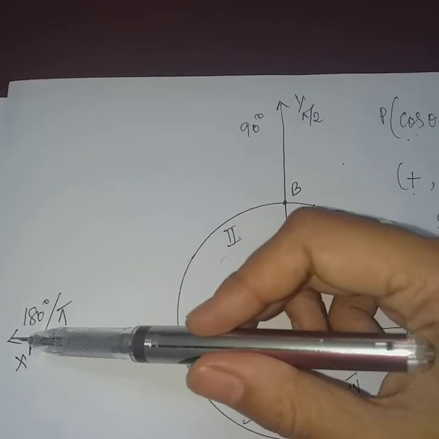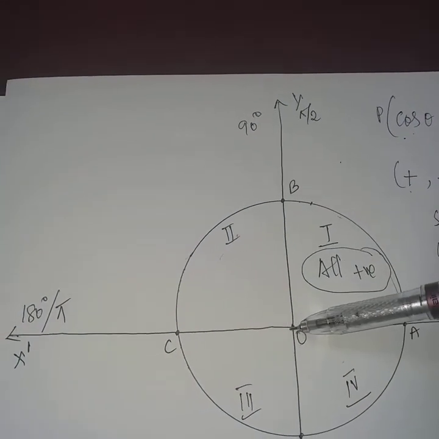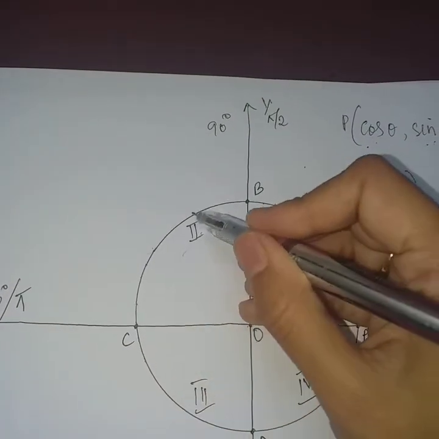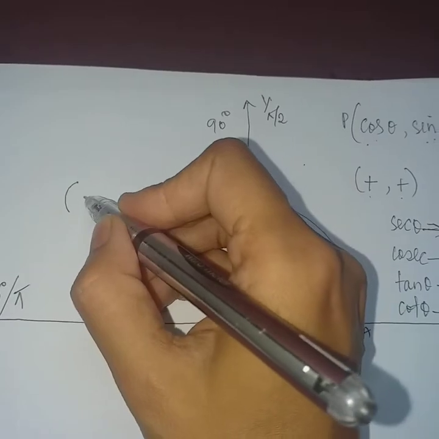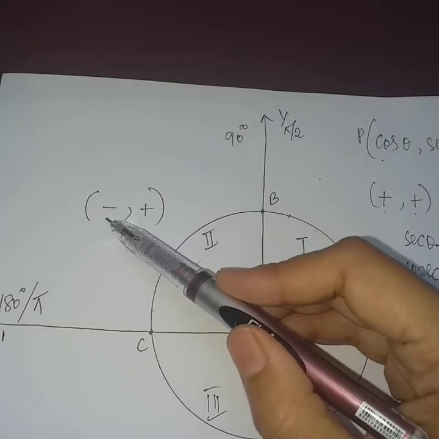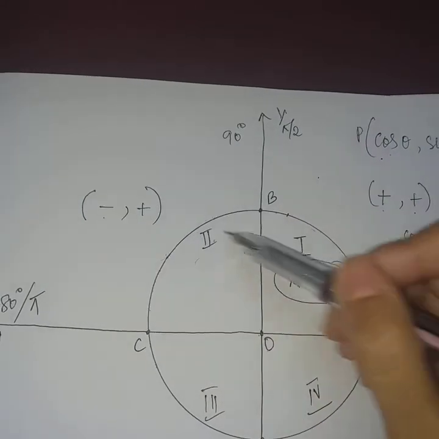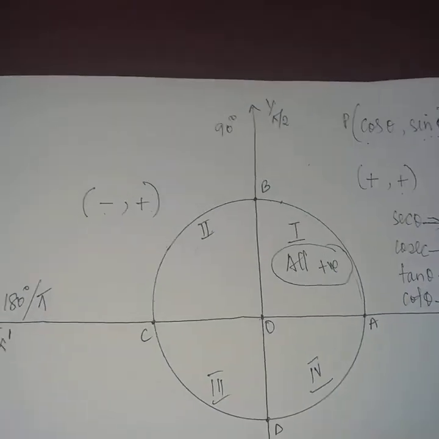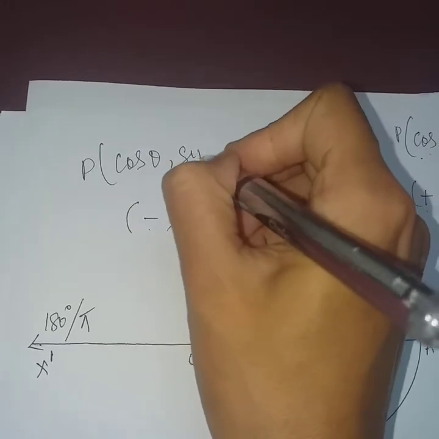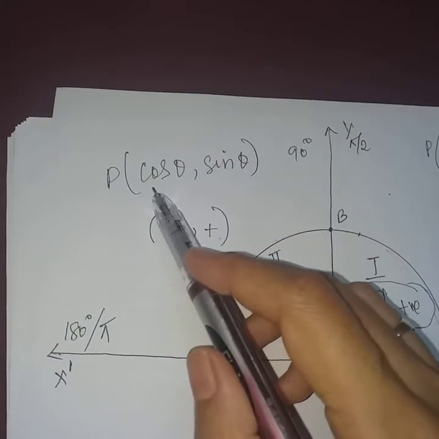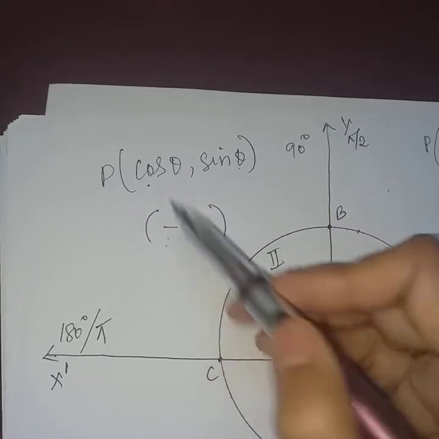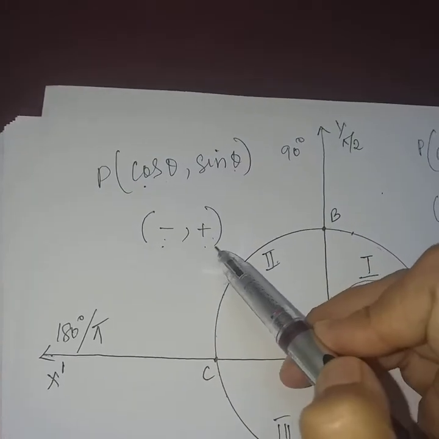Now second quadrant is in the negative x axis and positive y axis. So every point on this circle will have signs minus plus. That is, the x coordinate of every point on this circle will be minus, and the y coordinate of every point on the circle will be plus. So here again, any point on the circle has coordinates cos theta, sine theta. So cos theta will be negative, sine theta will be positive.